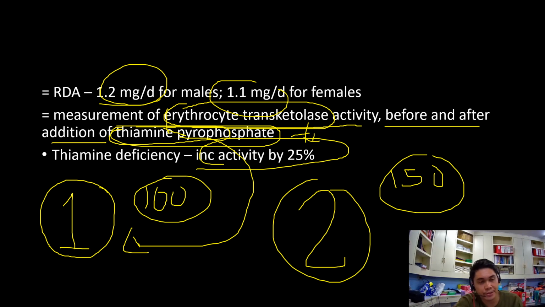So for the first measurement, you have 100, but in second, you have 150 because in between the first and second reading, you administer thiamine. So the addition of thiamine increases the activity of erythrocyte transketolase for the second reading. So if there is an increase in erythrocyte transketolase activity after the addition of thiamine, that indicates that the patient is thiamine deficient.